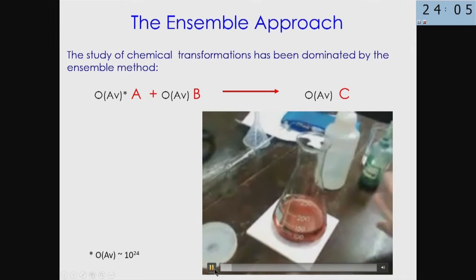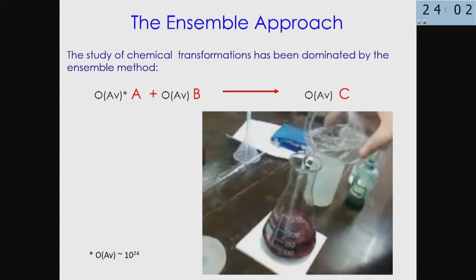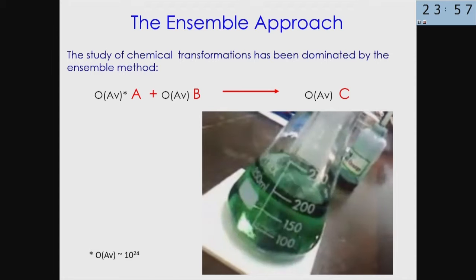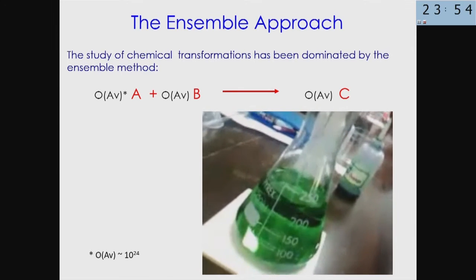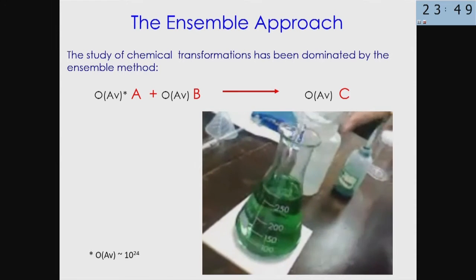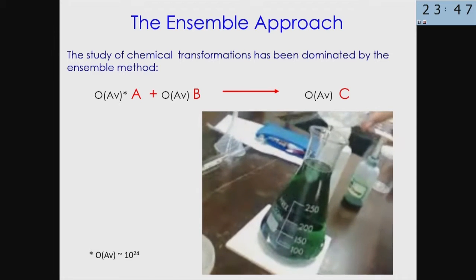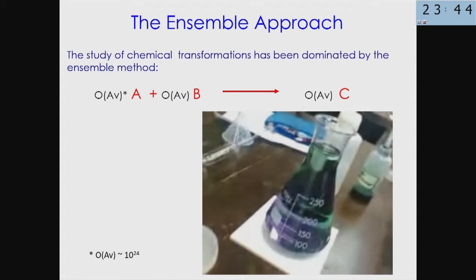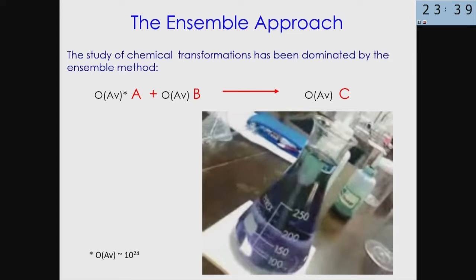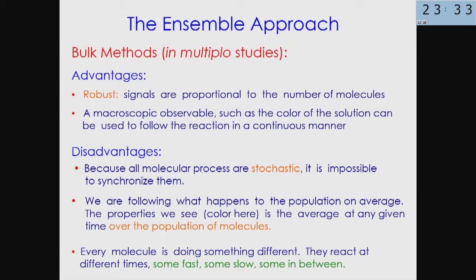So this is the typical experiment we all saw in high school, where we can actually make two chemicals react, and we can follow that chemistry by following some general property, the color, for example. And we can follow the chemical reaction in this case, because this huge number of molecules are combining A and B to produce C. These are the type of experiments with which most chemistry and biochemistry have been made in the past.